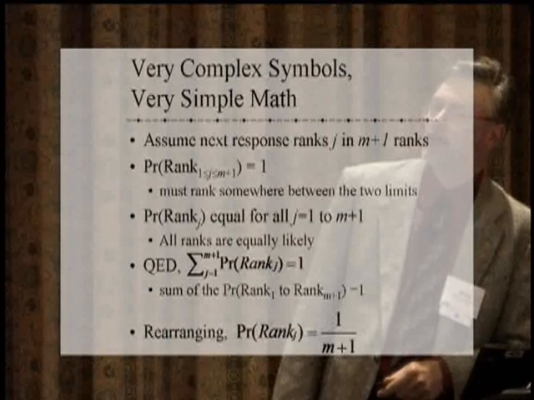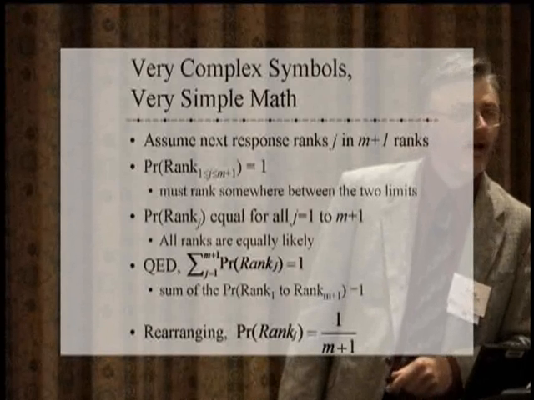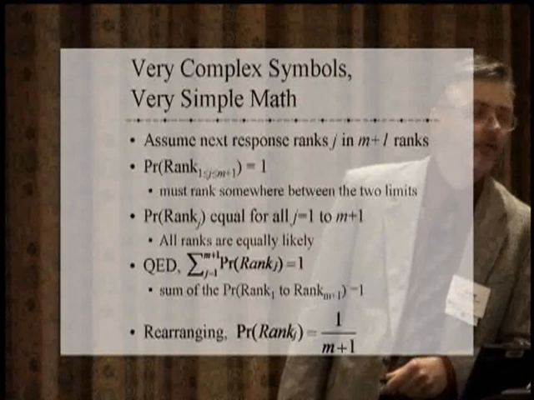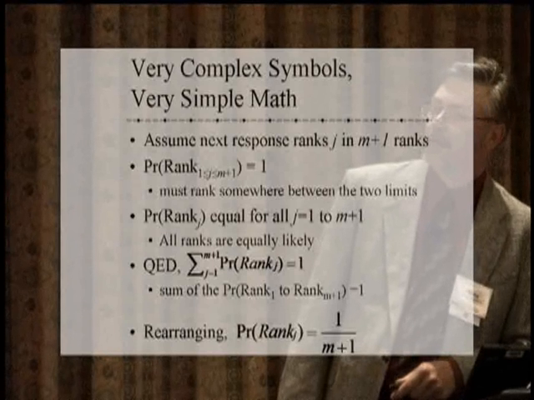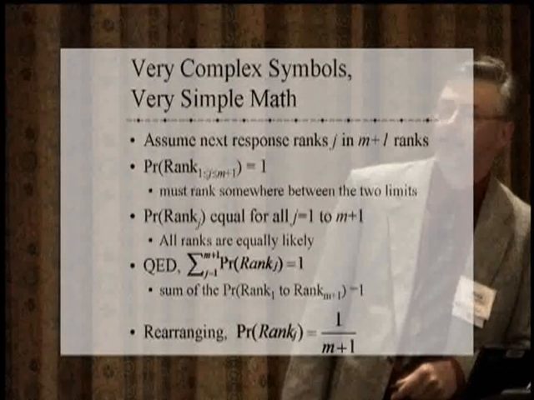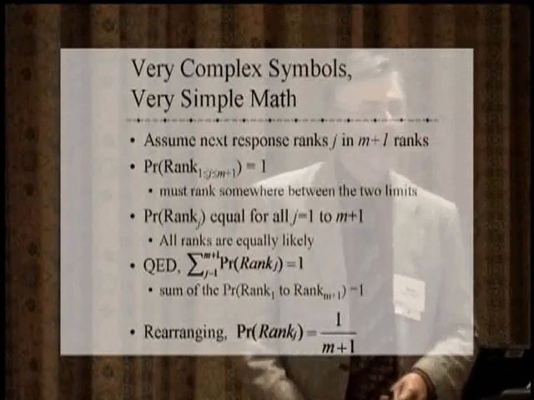Because of that, we know that if we sum all of those individual ranks of J's up, they have to equal 1. If you rearrange that, the probability of ranking J for any specific J is therefore 1 over n plus 1.